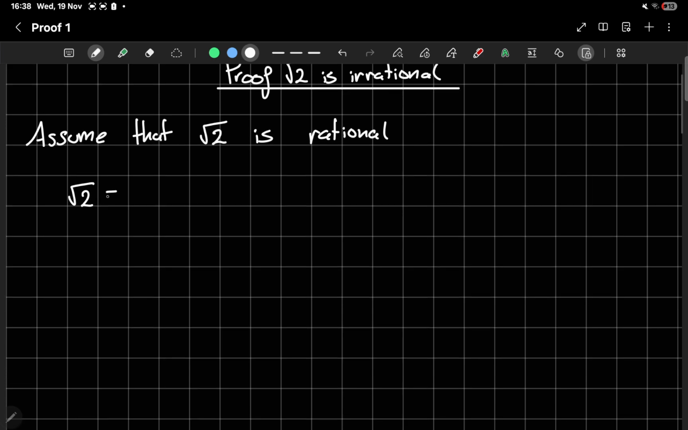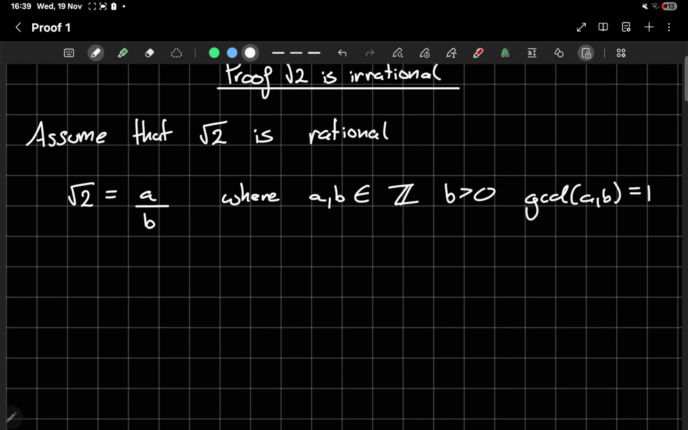If root 2 is rational, that means that it can be written in the form a over b, where a and b are elements of the integers, b is greater than 0, since we obviously can't divide by 0, and the greatest common divisor of a and b is equal to 1. Now, this is a very important part of our proof. You'll see why later, but this is basically saying that this fraction a over b is in its simplest form.